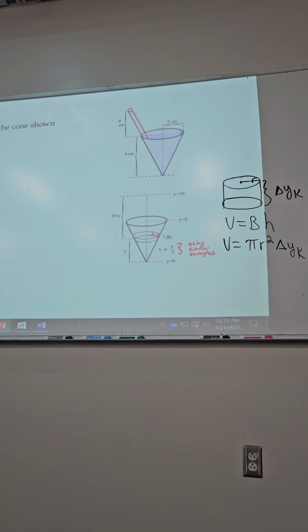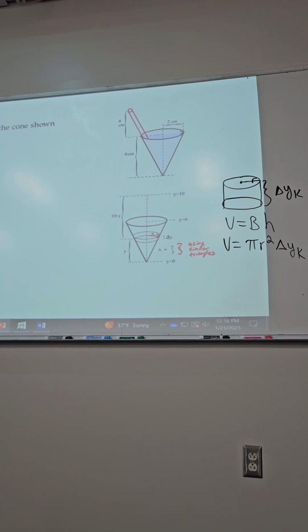Let me write it up here. Volume of slice is pi r squared times delta y sub k. I know when I taught it before, it was the r, but now it's the height here, as far as the picture's concerned. That's the volume of each slice. So far, so good? Okay.